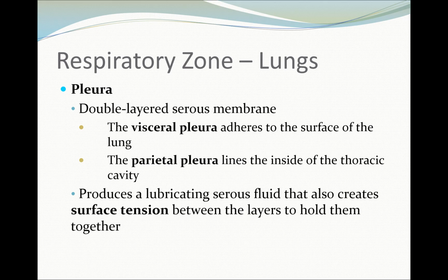The lungs are going to be surrounded by a double-layered serous membrane called the pleura. The visceral pleura will adhere to the surface of the lung, and the parietal pleura will line the inside of the thoracic cavity. This produces a lubricating serous fluid that also creates surface tension between the layers to hold them together. So in this case, we want to facilitate surface tension.